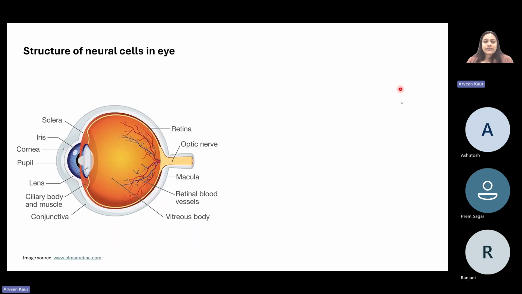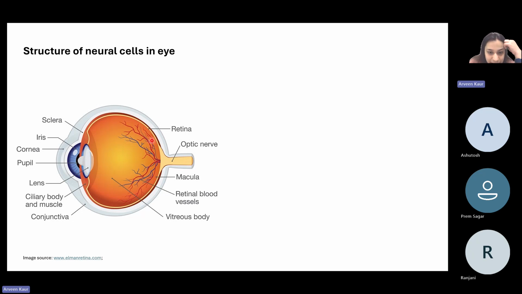So let us also understand the structure of the neural cells in the eye, right? So the eye, as you know it, looks something like this. We'll not go into the detail of exactly understanding the anatomy of the eye over here. We'll revise quickly that there are three major layers. The sclera is one of them, the retina is one of them, and the conjunctiva is one of them, right? So the neural cells in the eye lie in this layer, the retina, right?